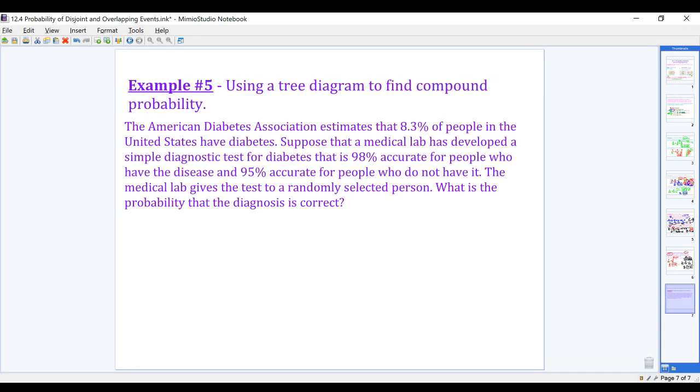This is a mouthful, so let's read it fast. Using tree diagram, find the compound probability. We are going to use a tree diagram on this one, so stay tuned.